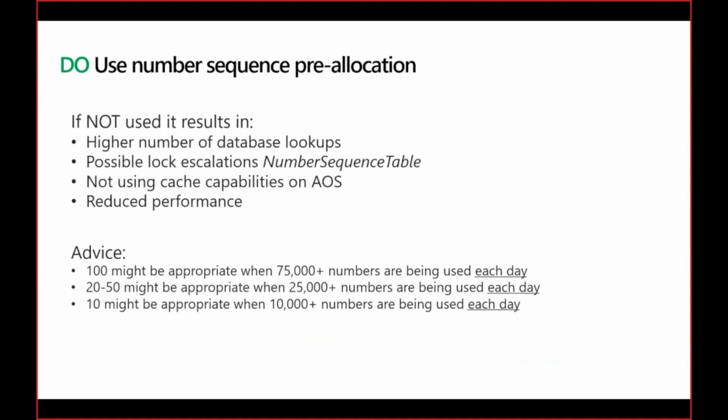Just put here an advice, which could be an initial advice about what the setting could be. Again, this should be tested. It's not an official recommendation here. It's more like a rule of thumb that I added this recommendation here on what should be a good initial setting for a certain number sequence, depending on how many numbers are consumed. And these numbers are per business day here.